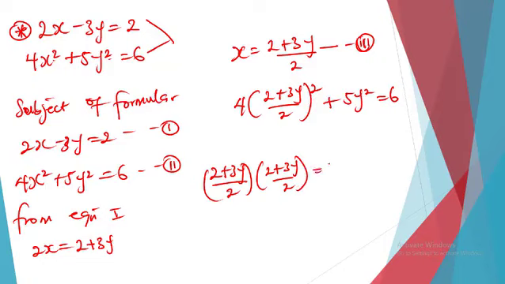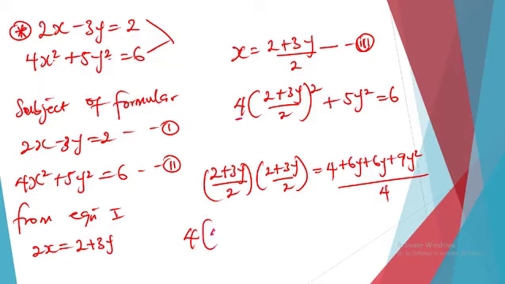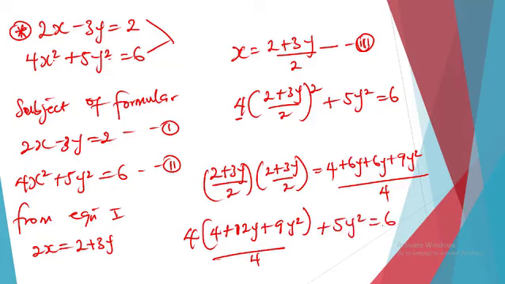We have 2 times 2, 4. 2 times 3y will give us 6y. 3y times 2 will give us 6y. 3y times 3y will give us 9y squared, all over 2 times 2 will give us 4. So therefore we then have 4, that is this 4 here, into 4 plus 6y plus 6y will give us plus 12y plus 9y squared all over 4, then plus 5y squared equal to 6. Any confusion on that?